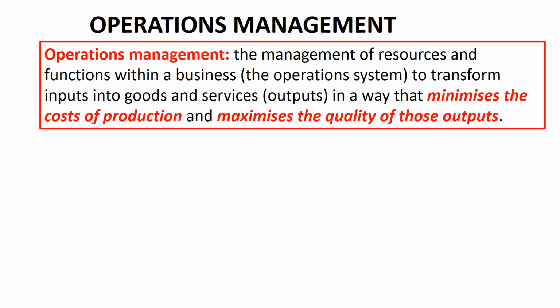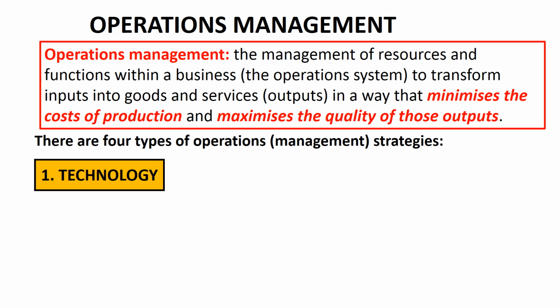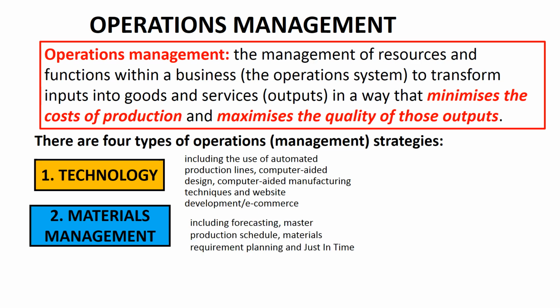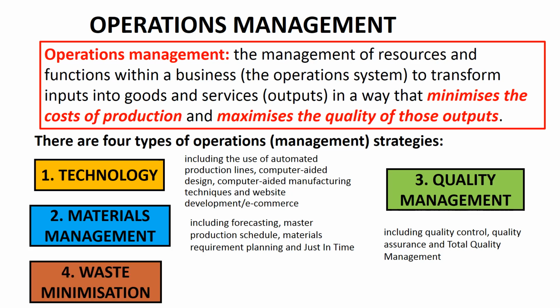In this outcome, we'll be looking at 4 types of operations management strategies, sometimes just referred to as operations strategies. The first type of operations management strategy is technology, which includes the use of automated production lines, computer-aided design, computer-aided manufacturing techniques, website development, and e-commerce. The second type is materials management, which includes forecasting, master production schedule, materials requirement planning, and just-in-time. The third type is quality management, which includes quality control, quality assurance, and total quality management, or TQM. And the fourth type is waste minimization, which includes the principles of lean management, Kaizen, and Tim Wood.